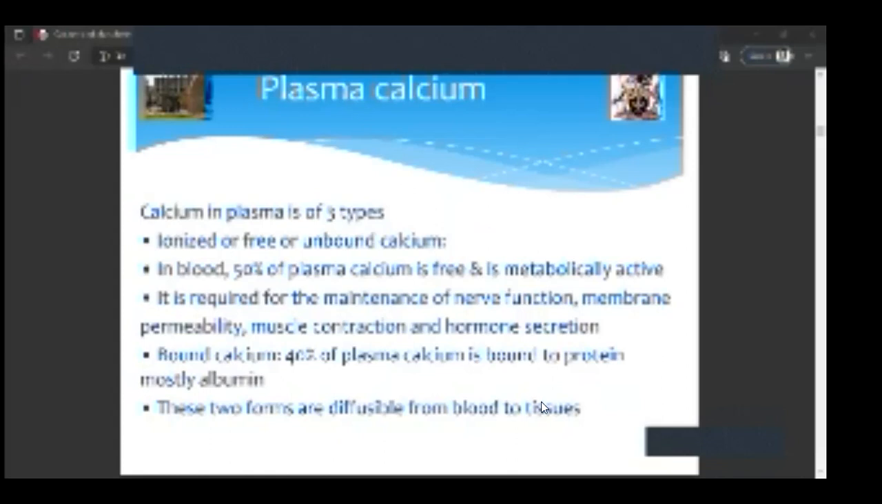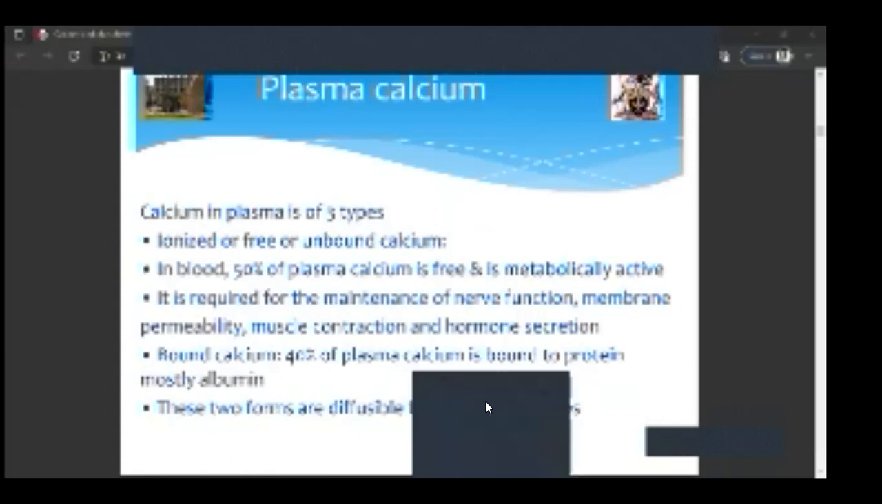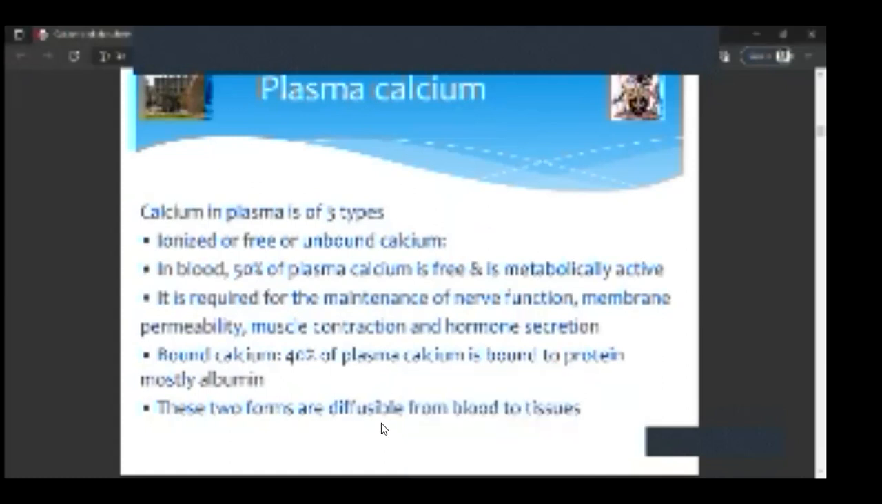It will not be bound to the albumin, so we have to adjust for that. So always remember, whenever you're requesting calcium, when you're trying to estimate the levels of calcium in a patient, you must always request for a liver function test or albumin to be able to adjust for that calcium.